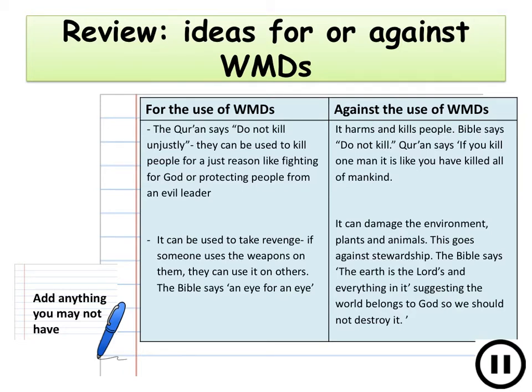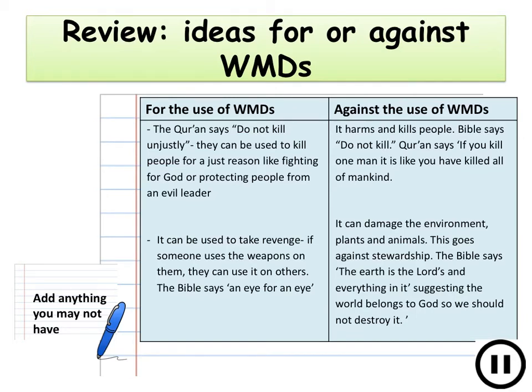Alongside these ideas, we could look at the idea of nuclear deterrence. If we are using nuclear weapons as a deterrent, then it could mean that actually we're preventing a lot of war, and that's a loving thing to do. It's also saving lives, so it's protecting the sanctity of life.